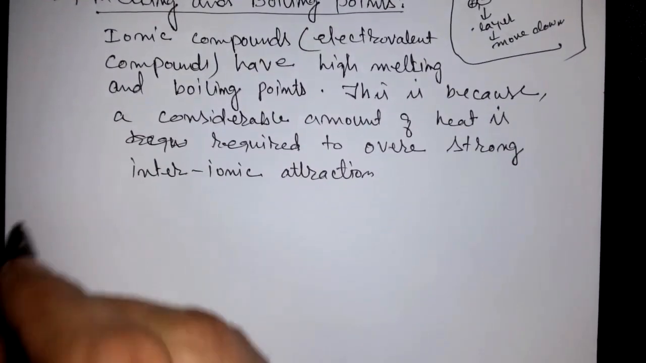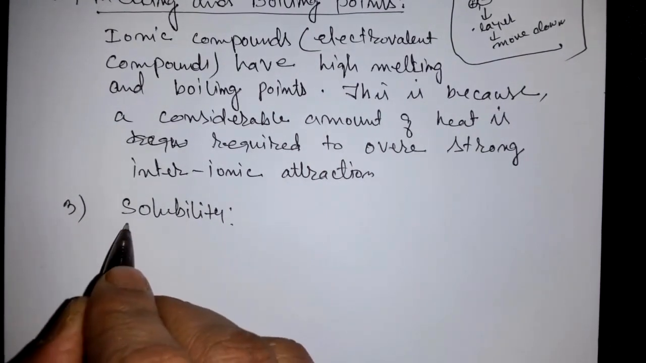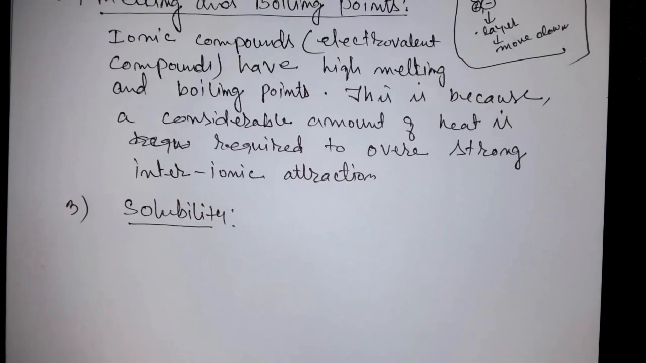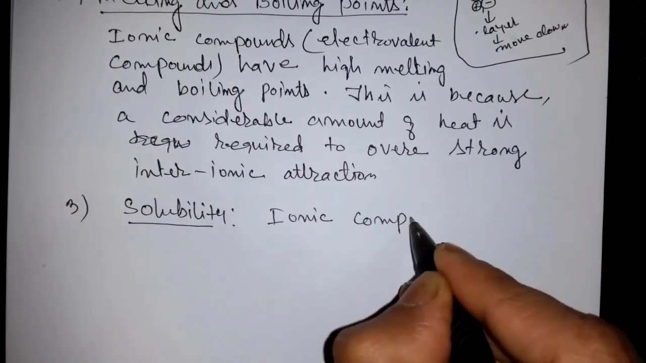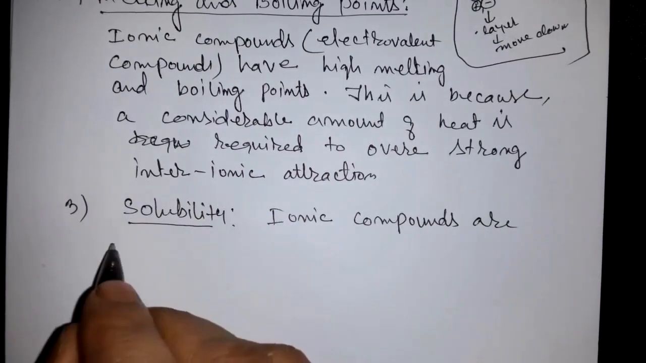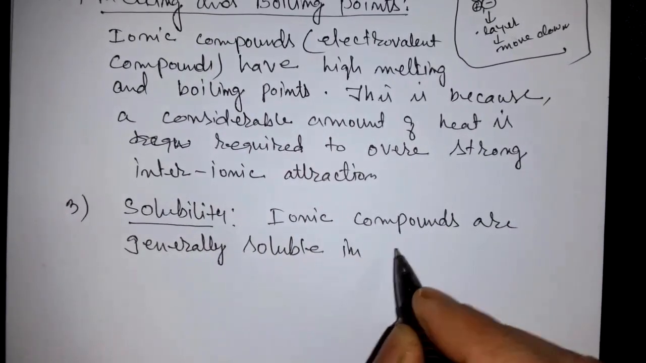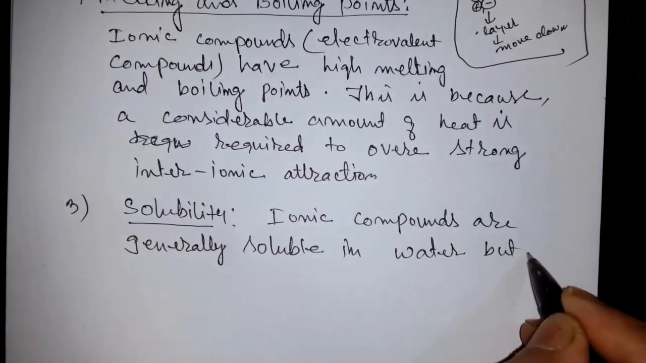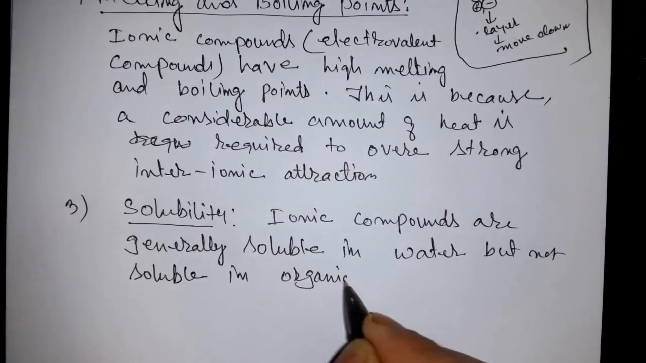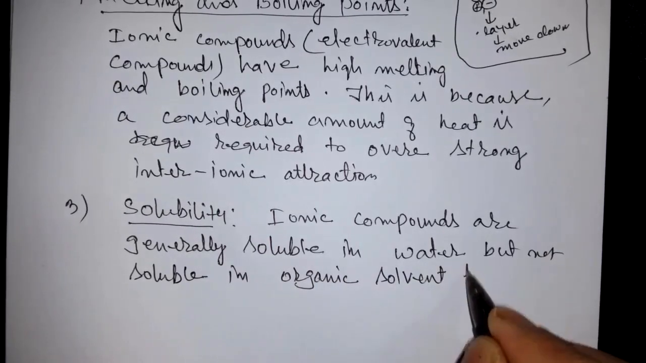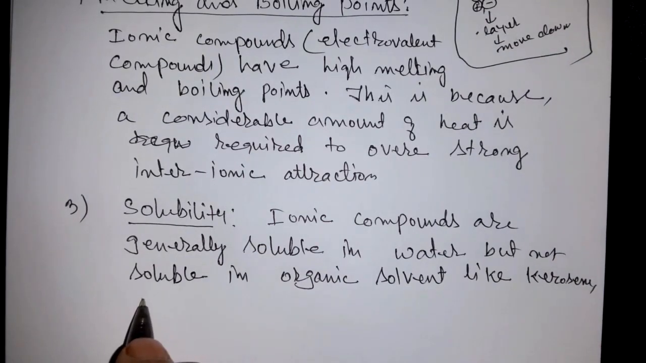Okay, property number 3, solubility. Now, ionic compounds are generally soluble in water but not soluble in organic solvents like kerosene, petrol, etc.